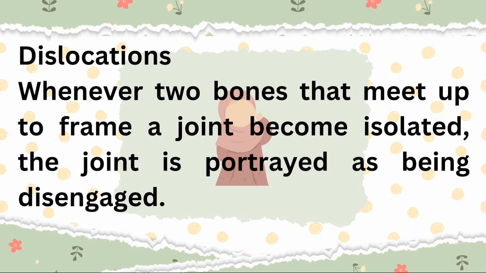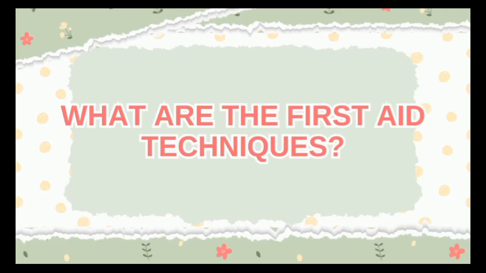Whenever two bones that meet up to frame a joint become isolated, the joint is portrayed as being disengaged. Physical games like football, ball and lacrosse, as well as high-effect sports that can bring about unnecessary extending or falling, cause most of separation. A separated joint is a crisis circumstance that requires clinical medicines. So what are the first aid techniques?